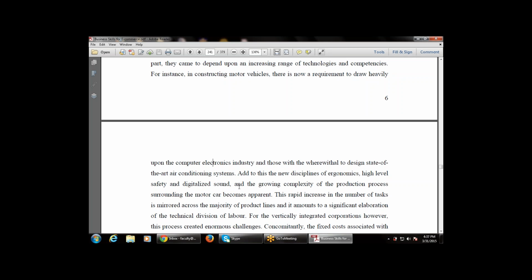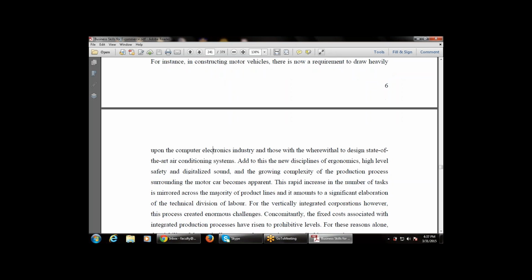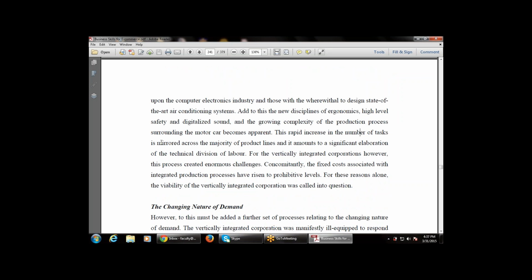Add to this the new disciplines of ergonomics, high level safety and digitalized sound, and the growing complexity of the production process surrounding the motor car becomes apparent. This rapid increase in the number of tasks is mirrored across the majority of product lines. So whenever there is a demand, there is flexibility in terms of the different organizations, and flexibility in terms of the production lines.